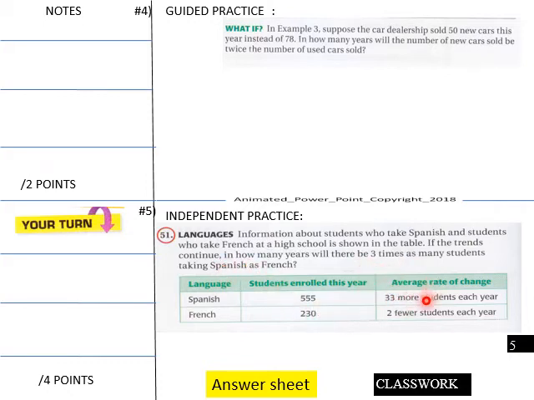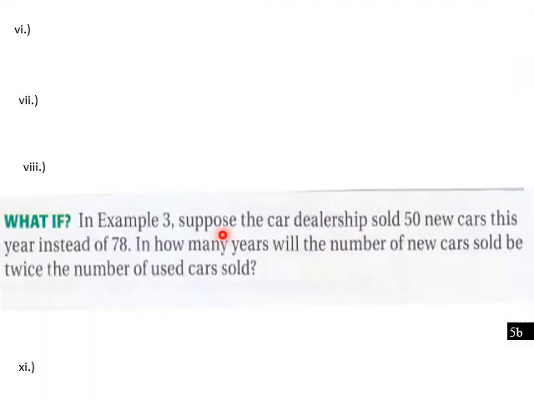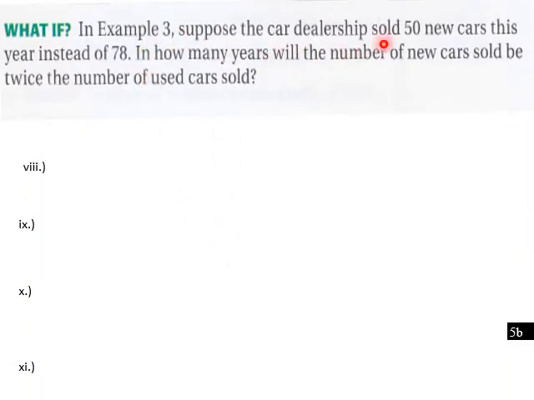So you have rates of change here. Basically, you have where a line intersects. That's where your solution would be if you were to graph these 2 different functions. So this is what we did prior. Now we've changed it to 50 new cars this year instead of 78.